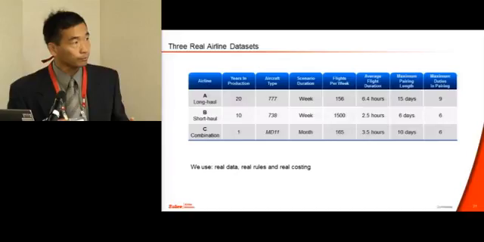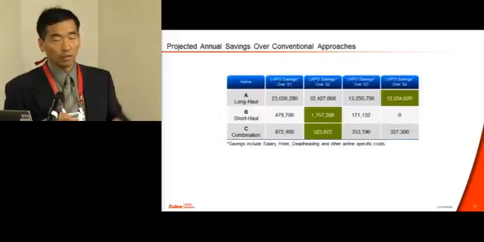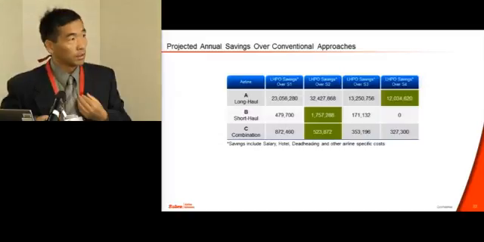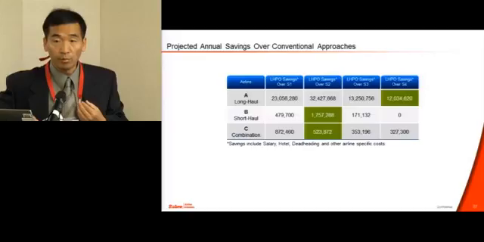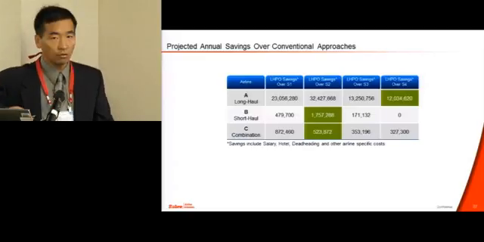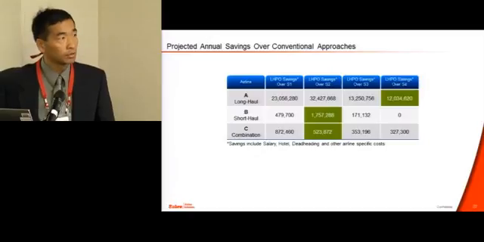So we ran the four conventional approaches on these data sets, same identical data, same rules, same costing. We ran our approach, and these are the comparison results. This is the projected annual savings of our approach over these four conventional approaches. And the green boxes are the approaches used by the airlines before they implemented our approach. So I want you to focus on them.